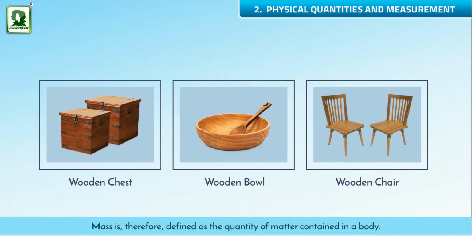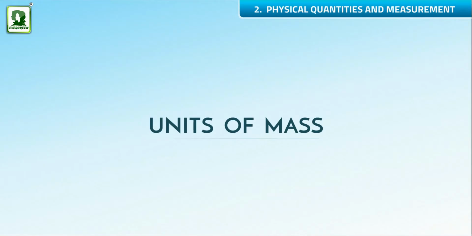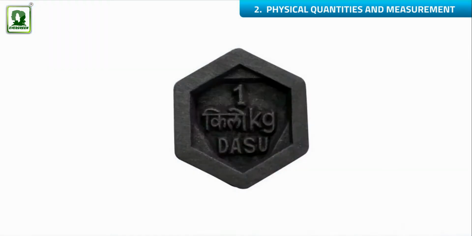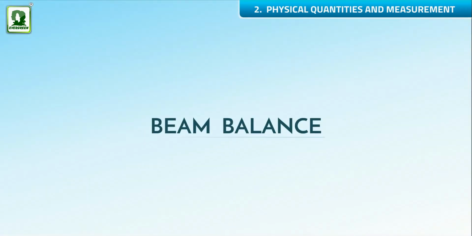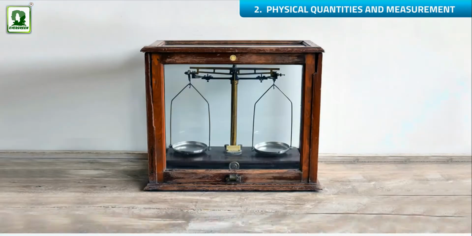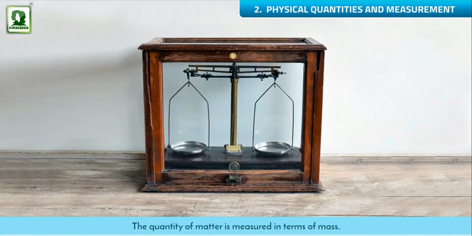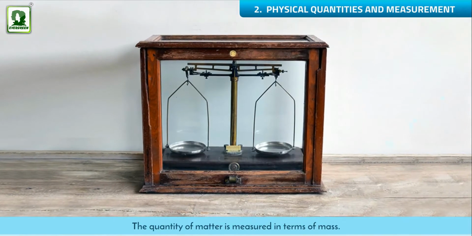Mass is therefore defined as the quantity of matter contained in a body. Units of mass. The standard unit of mass is kilogram. It is written as kg. Beam balance. The quantity of matter is measured in terms of mass.